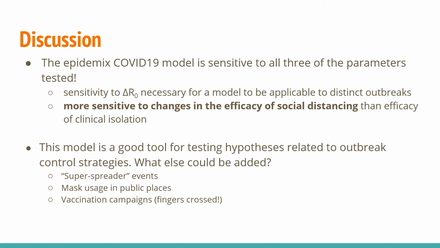Additionally, we found that this model was sensitive in different degrees. It was more sensitive to changes in the efficacy of social distancing than it was to changes in efficacy of clinical isolation. So what we tried to show here is that these models can help us ask questions regarding the relative intensity and speed with which outbreaks unfold. We can ask questions using these models to investigate how these dynamics might change.